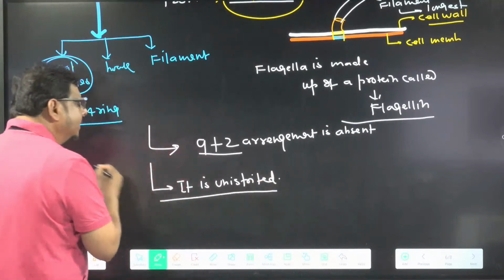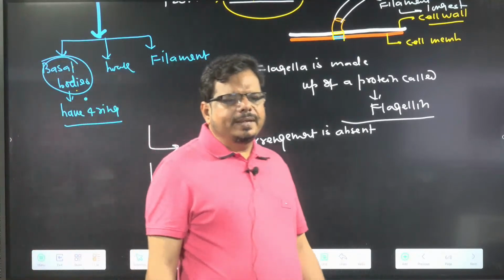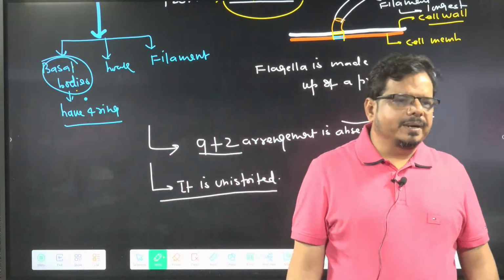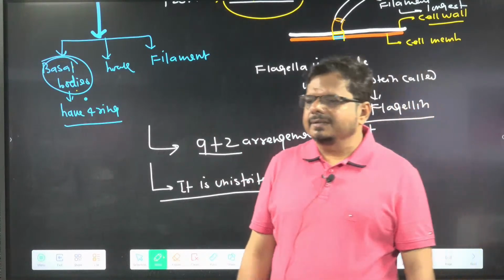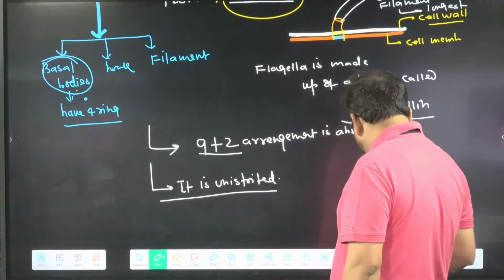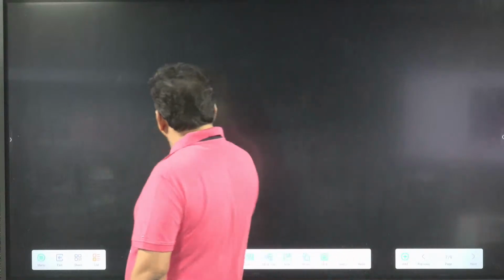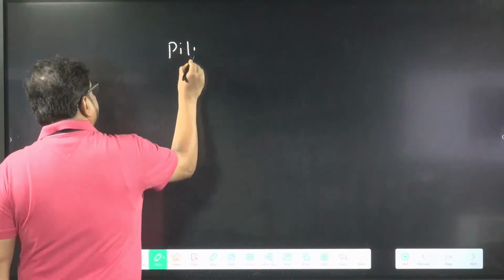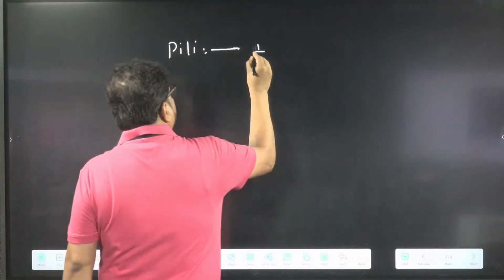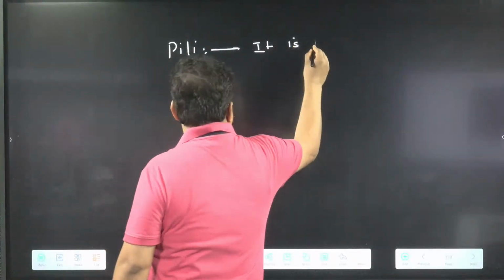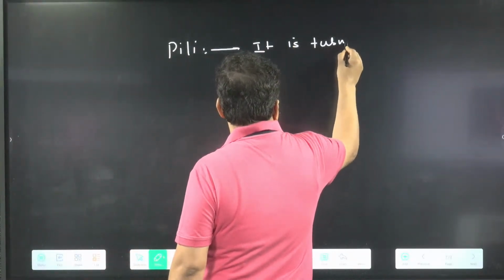So flagella is over. Now we are going to talk about Fimbriae and Pili. Understanding the idea? Now we are going to talk about Pili first. So Pili, it is a tubular extension.